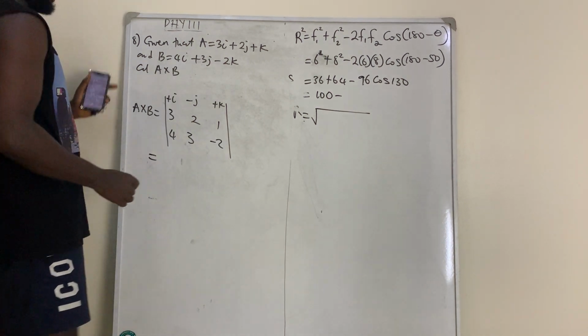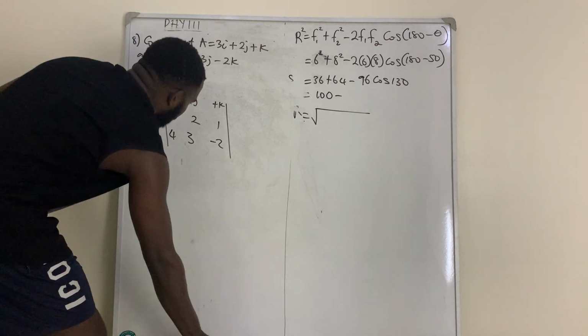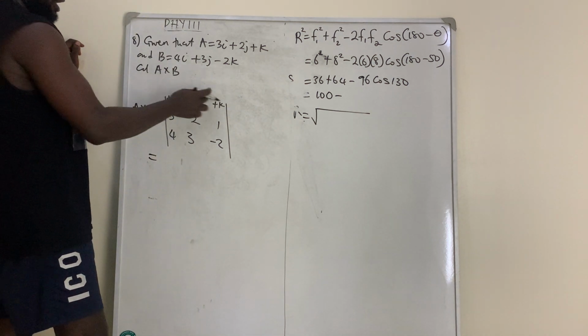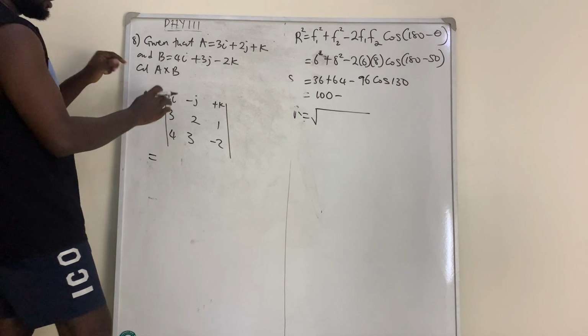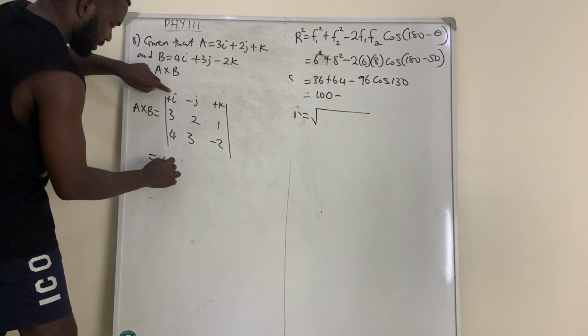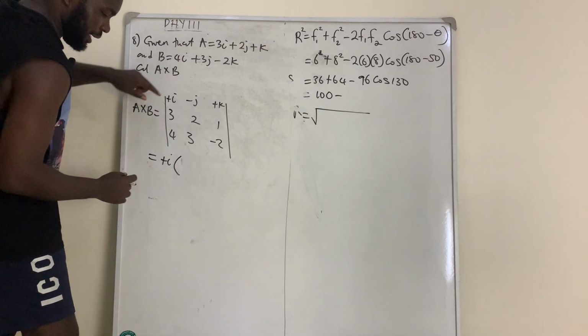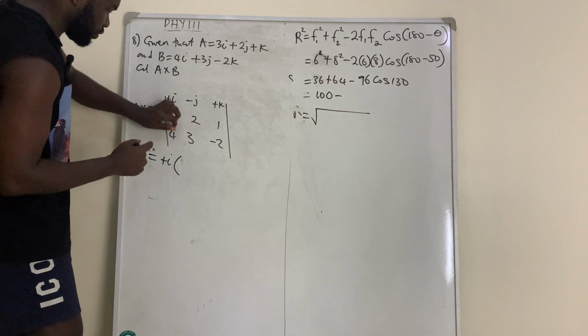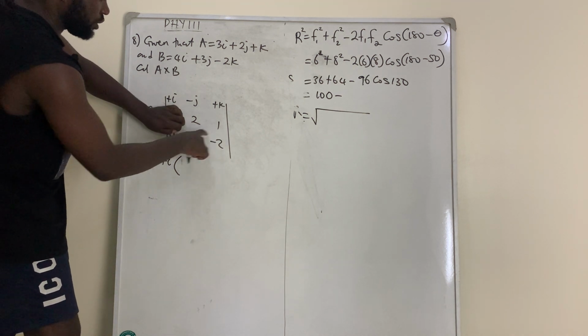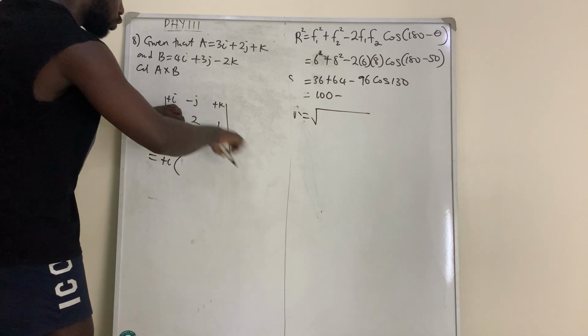So now to get the answer, don't forget that everybody on top here is just for picking. They don't have any other thing to do, just for picking. So if I pick plus i, for instance, I will open bracket and then cover everything that is under i. So I am left with this 4. Once I'm left with this 4, I'll do cross multiply.